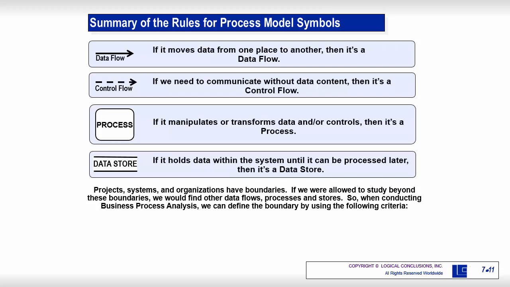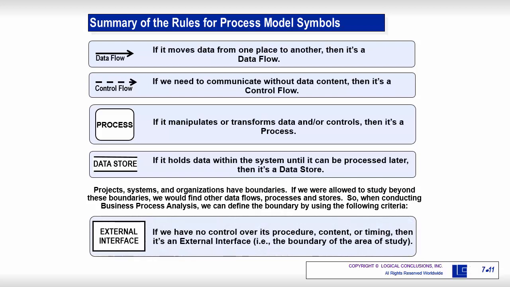You see, projects, systems, and organizations, and even event reactions, have boundaries. If we're allowed to study beyond these boundaries, we would find other data flows, processes, and stores. So when conducting business process analysis, we can define the boundary by using the following criteria. If we have no control over its procedure, content, or timing, then it's an external interface. In other words, the boundary of the area of study.